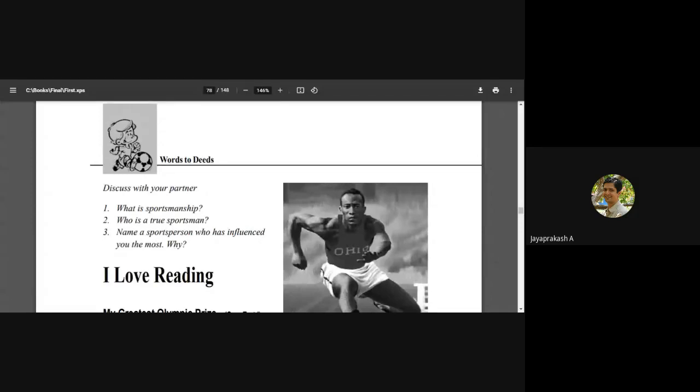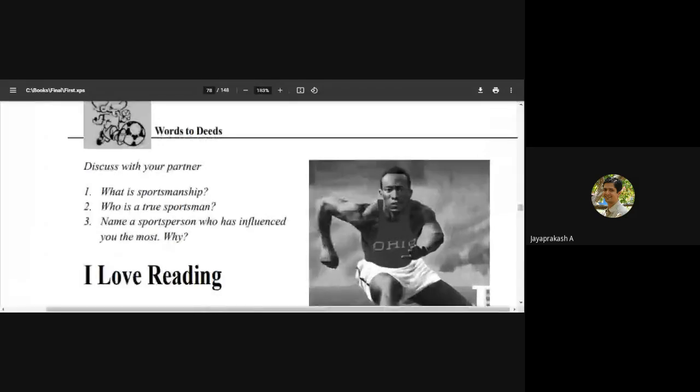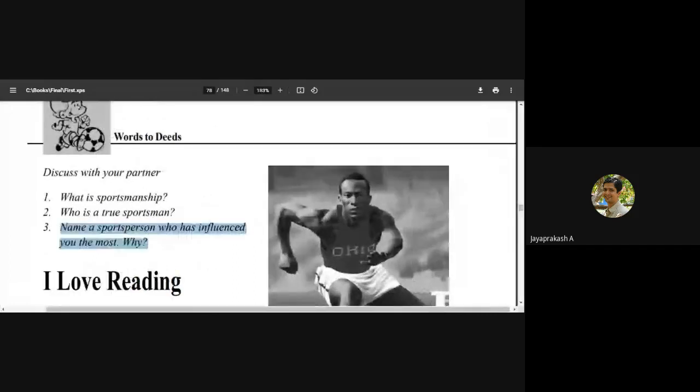Focusing on the third question here, this one. Who is the sports person that has influenced you a lot and why? Anyone can respond. ആർക്കെങ്കിലും പറയാം. മൈക്ക് ഓൺ ചെയ്ത് സംസാരിക്കാം. You can switch on the mic and speak, no problem.